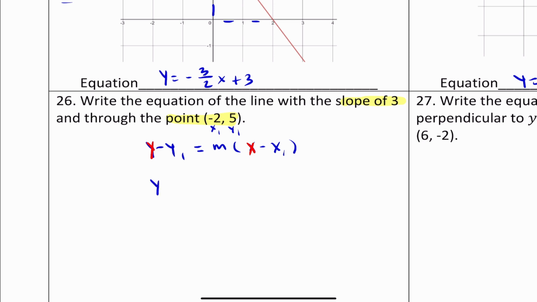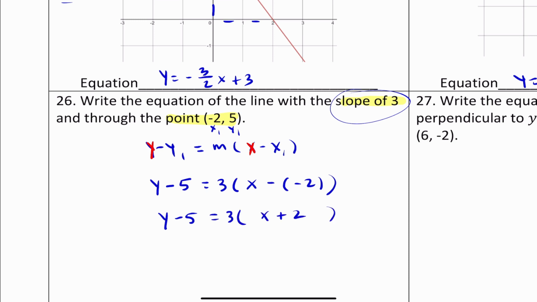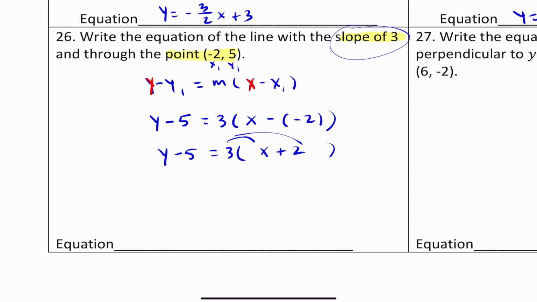So y minus 5 equals 3 times the quantity x minus negative 2. Y minus 5 is equal to, I'm going to simplify the stuff inside, so x plus 2. Then I use the distributive property, so y minus 5 is equal to 3x plus 6. Using the addition property of equality, y equals 3x plus 11.